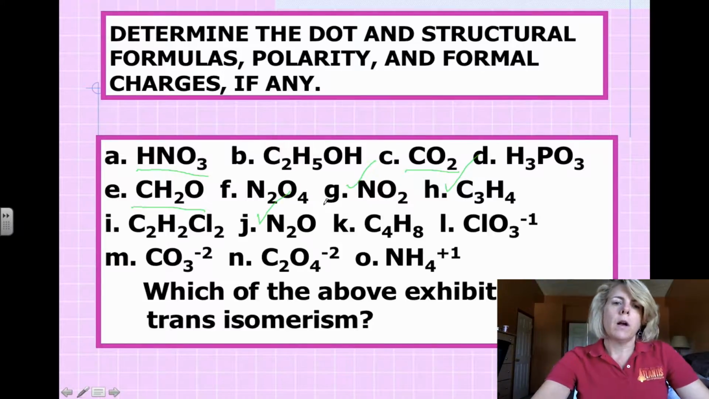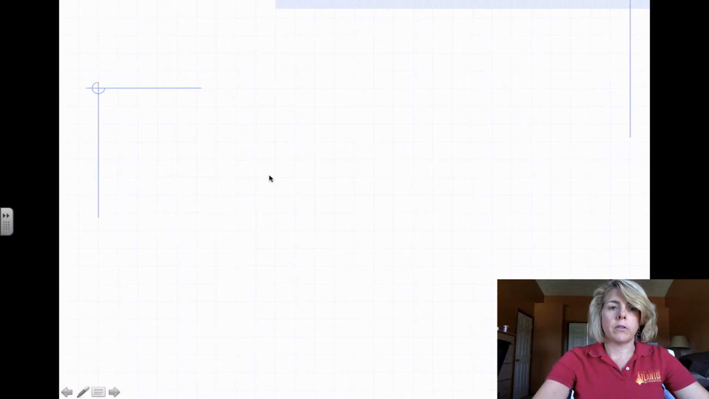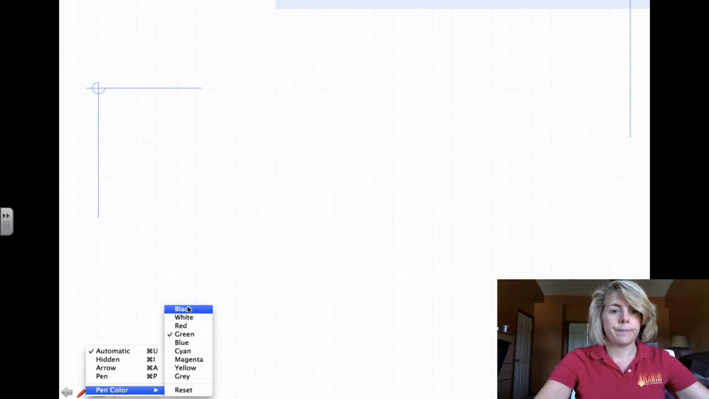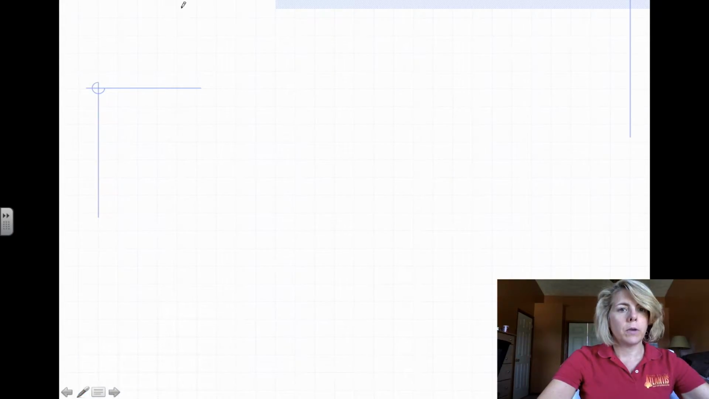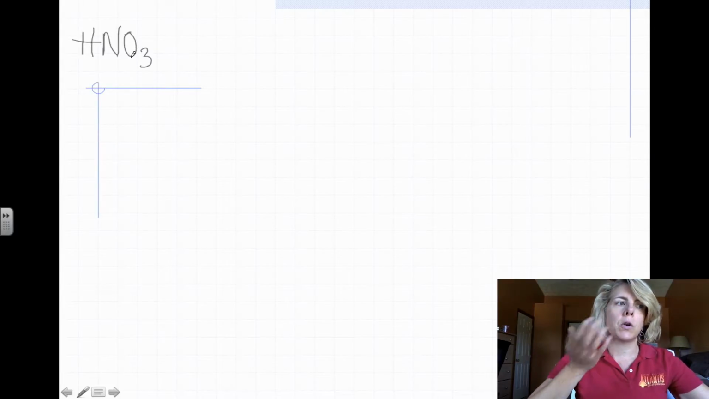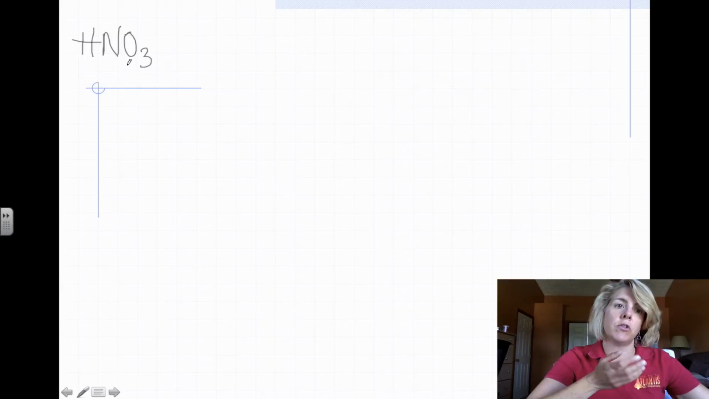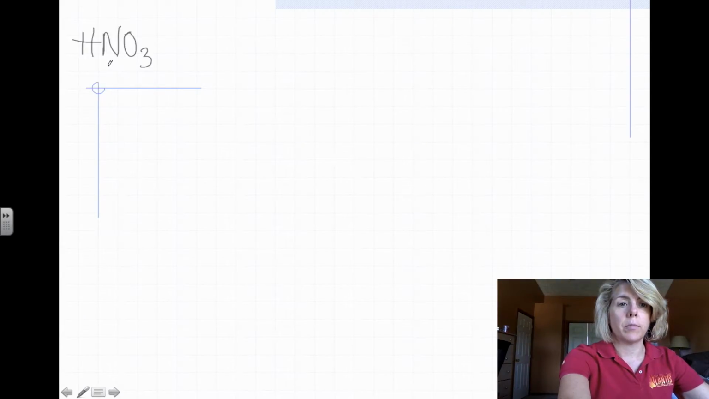Okay, now the question is, how do I do a dot diagram? Well, let me show you. There's a specific way of doing it. So the first one here, I have HNO3. The best way to do it is to write down the chemical formula first. So HNO3. Now what I want to do is calculate how many outer electrons there are for each atom, and the way I do that is I have to go to the periodic table.